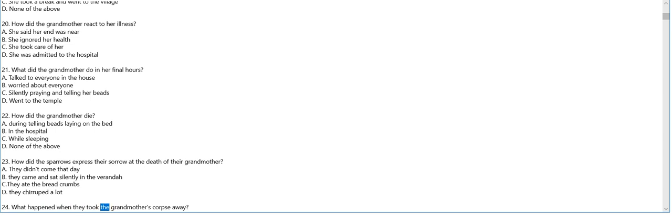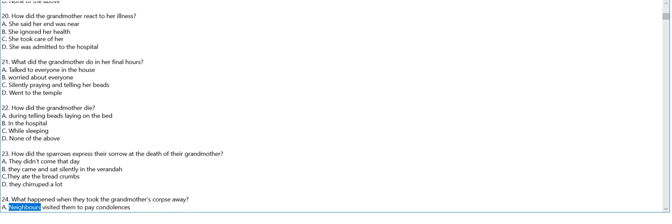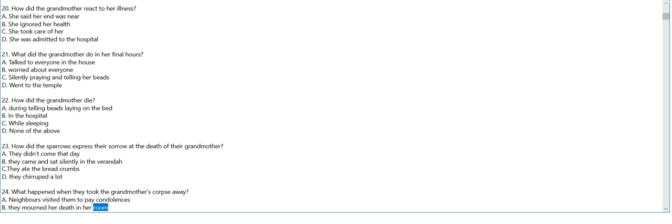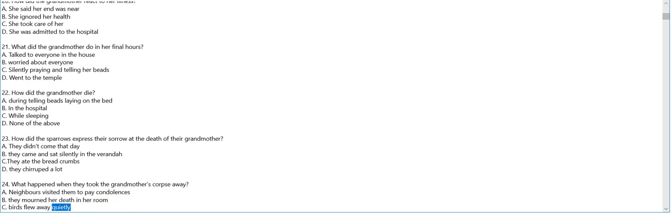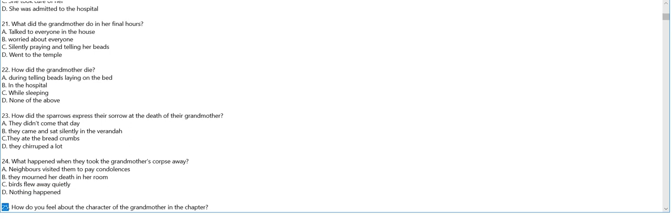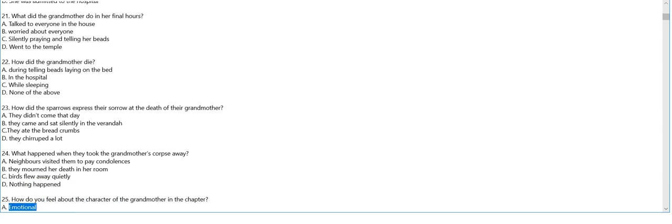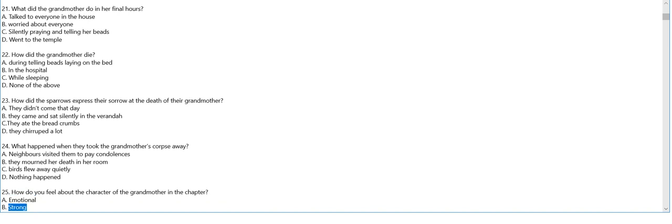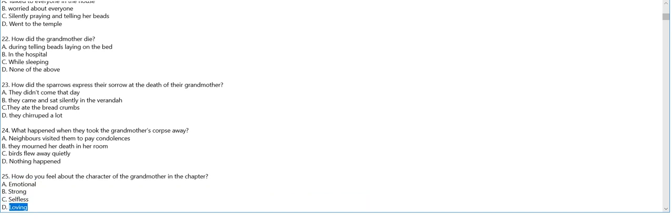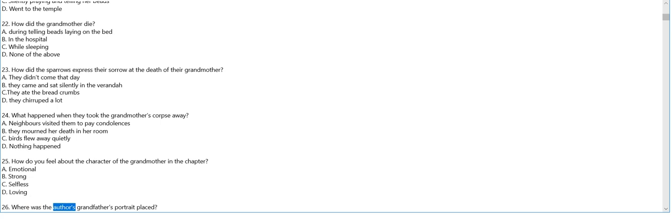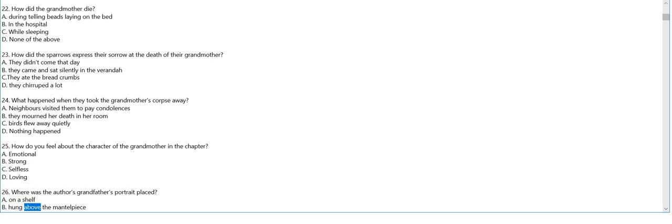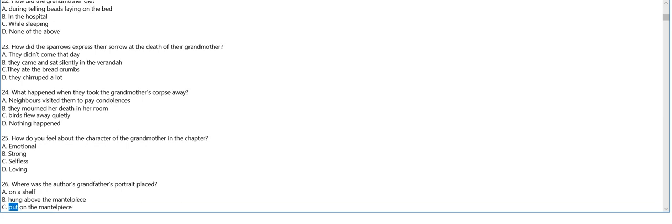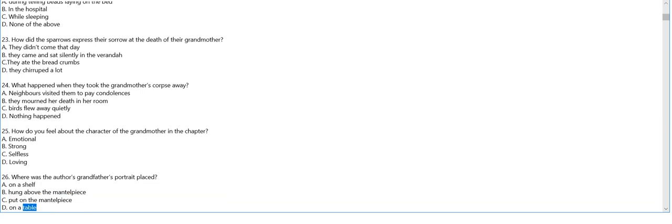24. What happened when they took the grandmother's corpse away? A. Neighbors visited them to pay condolences. B. They mourned her death in her room. C. Birds flew away quietly. D. Nothing happened. 25. How do you feel about the character of the grandmother in the chapter? A. Emotional. B. Strong. C. Selfless. D. Loving. 26. Where was the author's grandfather's portrait placed? A. On a shelf. B. Hung above the mantelpiece. C. Put on the mantelpiece. D. On a table.